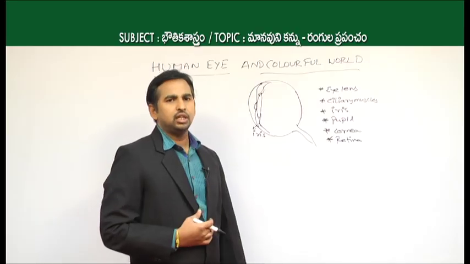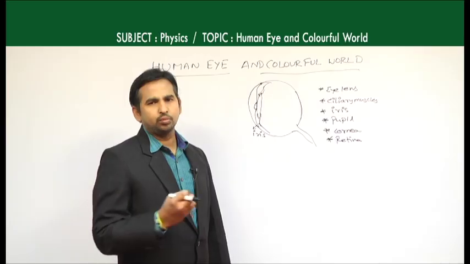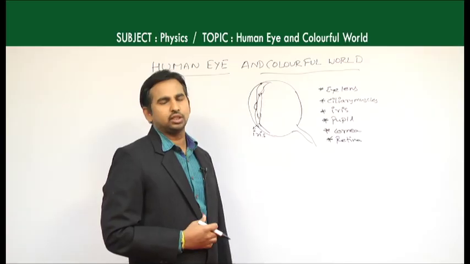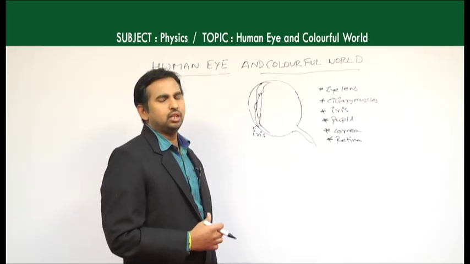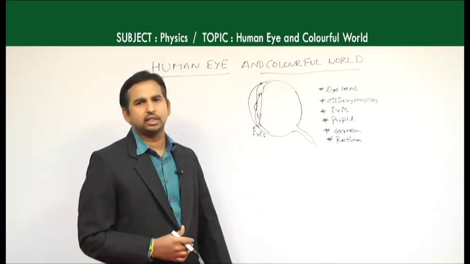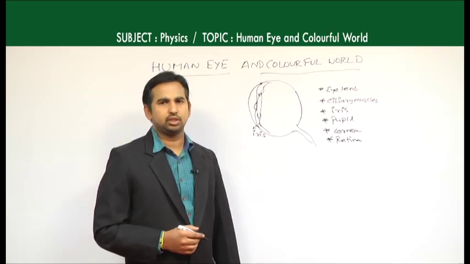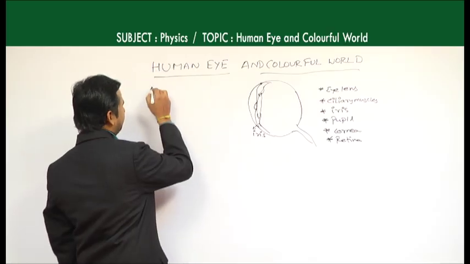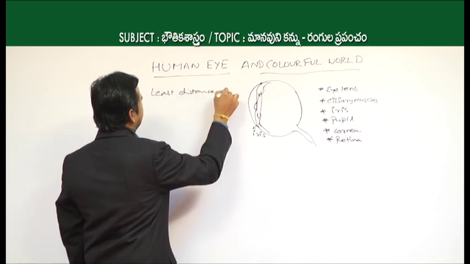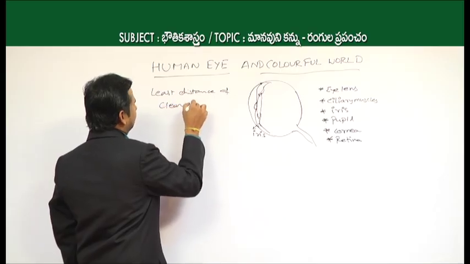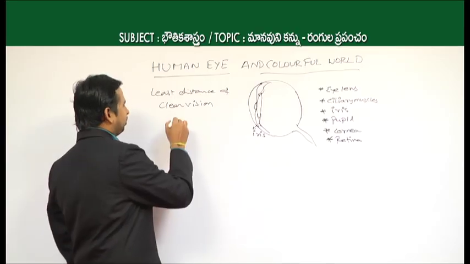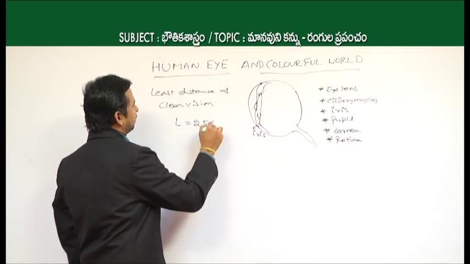Before seeing the main functions, there are some numerical values we have to remember. When you are seeing an object very close to you, the minimum distance to be maintained to see that object very clearly is called the least distance of clear vision, or least distance of distinct vision. That value is equal to 25 centimeters.